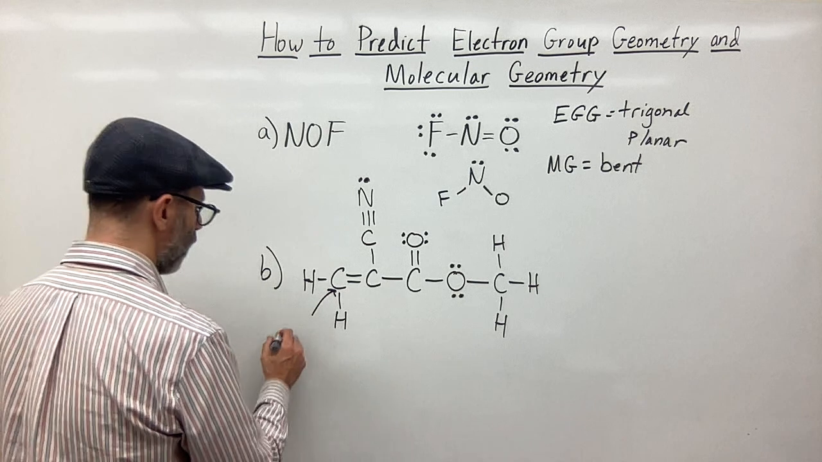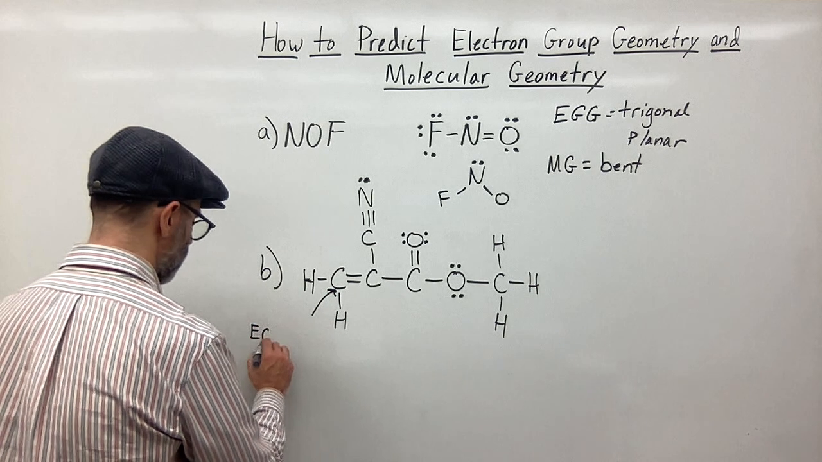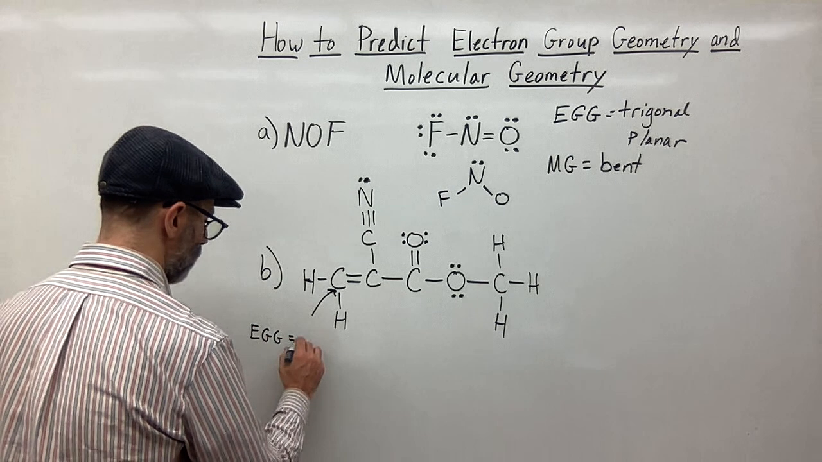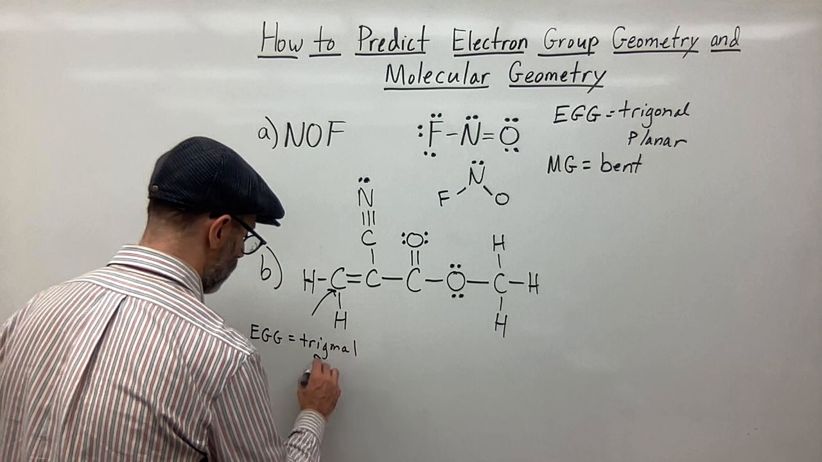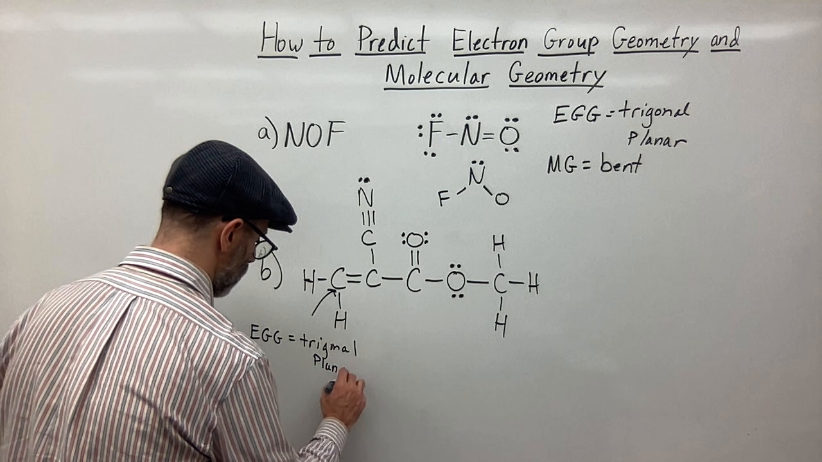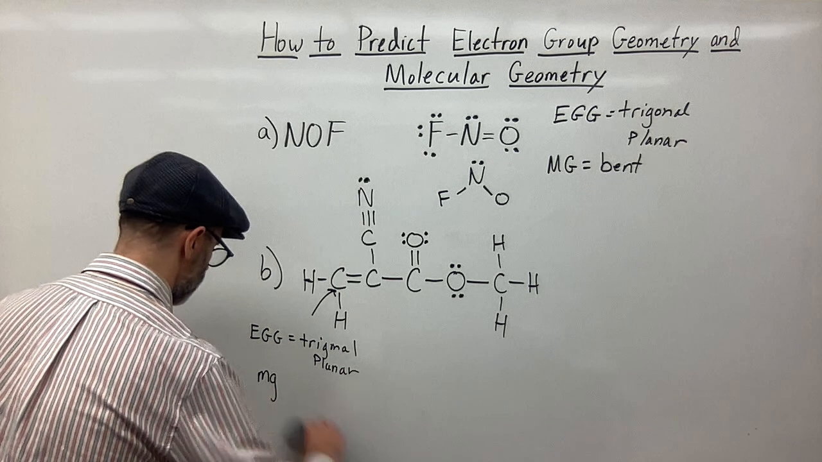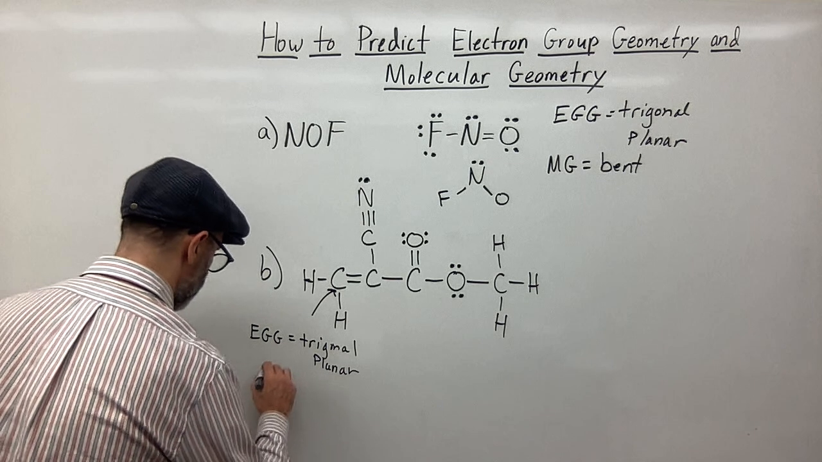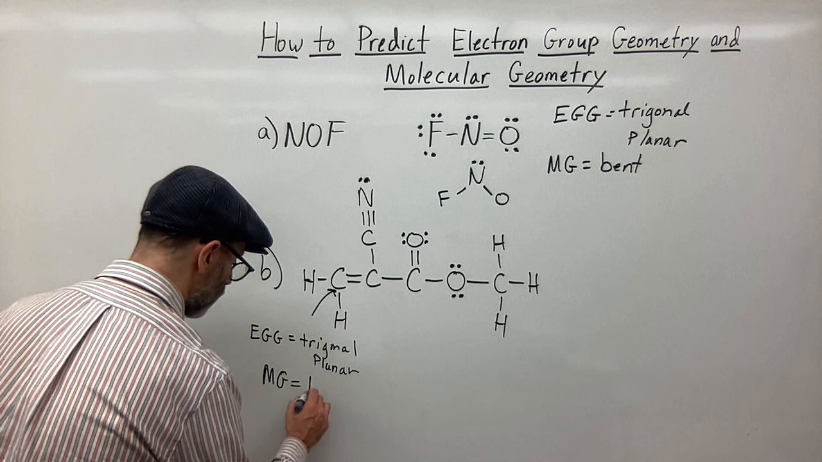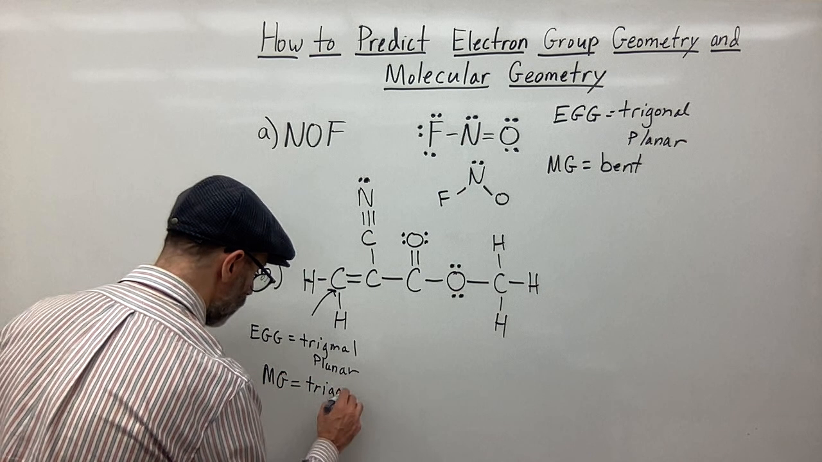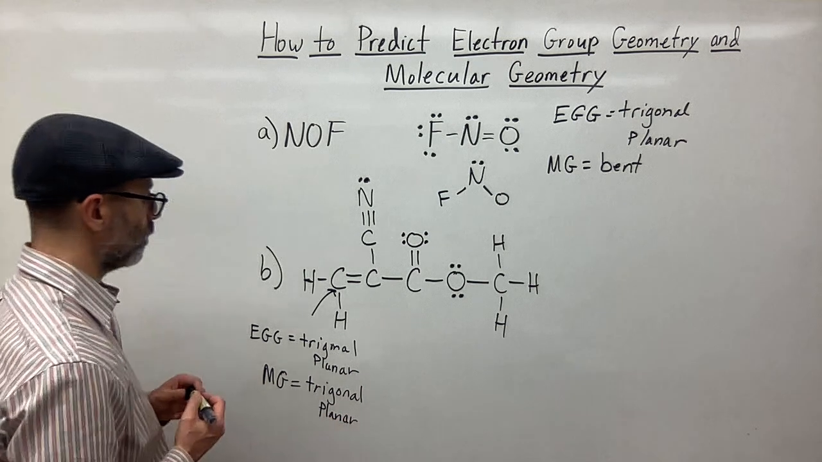So for this carbon, the electron group geometry is going to be trigonal planar. And the molecular geometry, I keep saying group, is also going to be trigonal planar. All right.